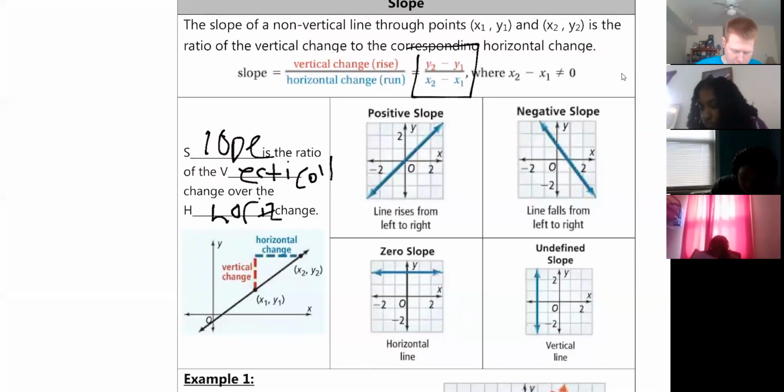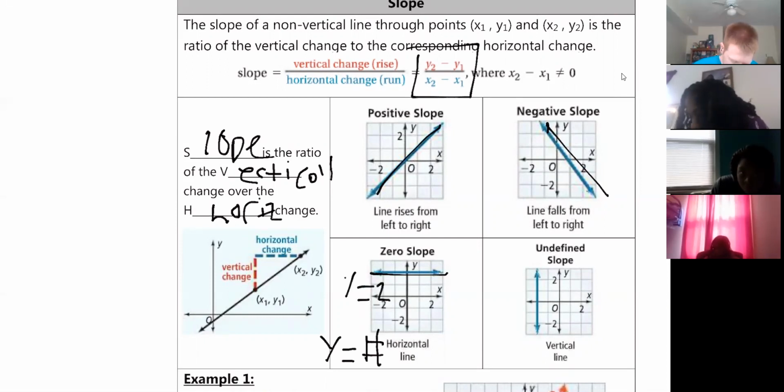You can see from over here, we can have a positive slope if your line goes up as it goes left to right. You can have a negative slope. You can have a slope of 0. This is if you have a horizontal line, like an equation y equals a number. For example, this looks like y equals 2 in that graph. If you have an undefined slope, or a vertical line, that's where you have x equals a number.